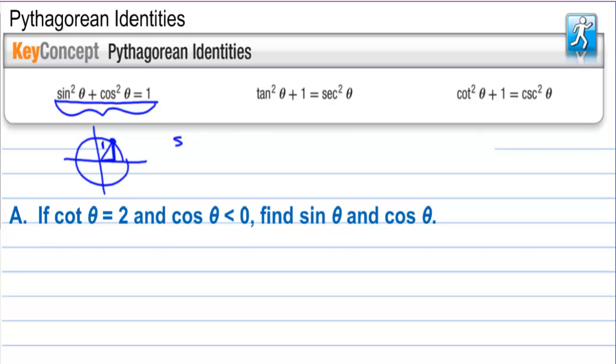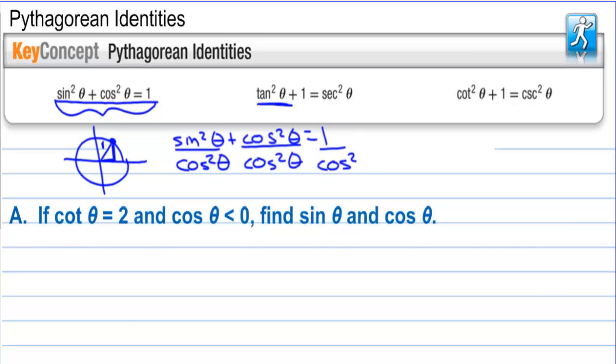Now, if we take that Pythagorean identity, sine squared theta plus cosine squared theta equals 1, and let's say we want to get tangent, we can divide everybody by cosine squared, because sine squared over cosine squared is tangent. So we're dividing everybody by cosine squared. This right here becomes tangent. So here's your tangent squared theta. And then plus cosine squared over cosine squared is 1, and 1 over cosine squared is secant squared. So that's where we get the second Pythagorean identity.